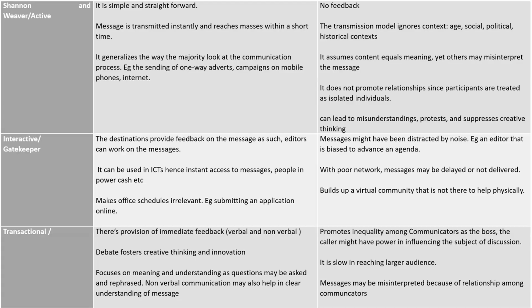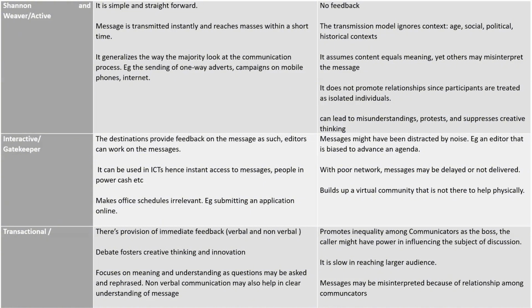Transmission model ignores age, context, the social context, political context, historical context of the recipient. So it will send messages to whether one is young or old, despite that the message maybe was targeted to a particular age group. Or sometimes, let's say in politics, if you are advertising on the radio for your particular political party, you find that everyone gets the message. Also, it assumes content equals meaning. It assumes that the message that you have sent is what people are going to understand. But we have learned earlier on that communication is complex, in that people may interpret differently. They may decode different meanings from the message that has been sent.